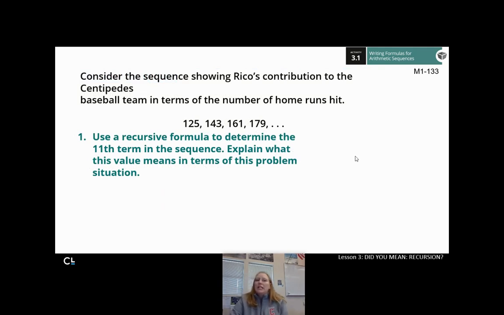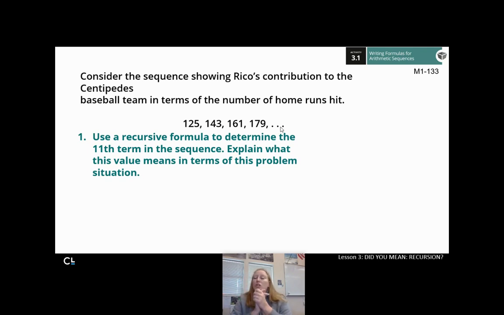So I would like you to consider this sequence showing Rico's contribution to the Centipedes baseball team in terms of the number of home runs he hit. So here's the deal. We talked about this earlier, right? We made a table earlier in the getting started activity with Rico contributing to the Centipedes, and we noticed that the sequence that we got was 125, 143, 161, 179, because of course he kept adding $18 for every home run that was hit. So he agreed to donate 125 and then add on another $18 for every home run that was hit.